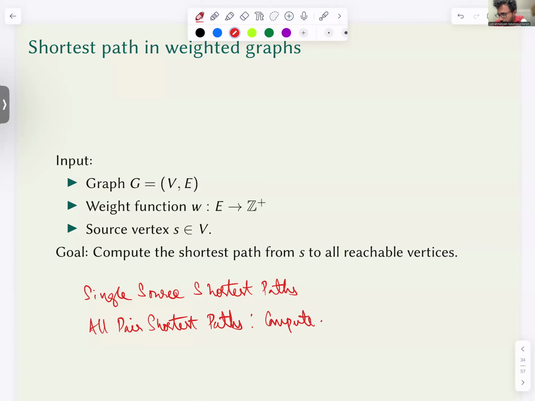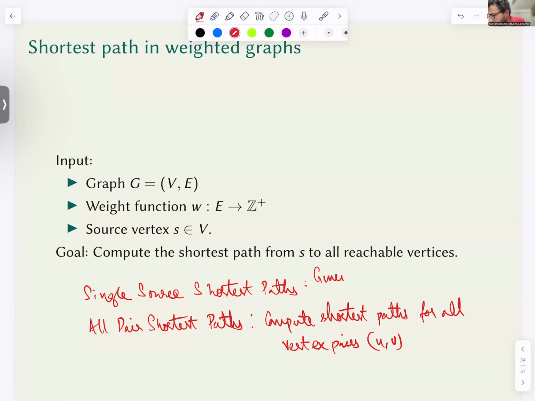Compute shortest paths for all vertex pairs u comma v. So given u and v, we want all possible u and v, we want the shortest paths.